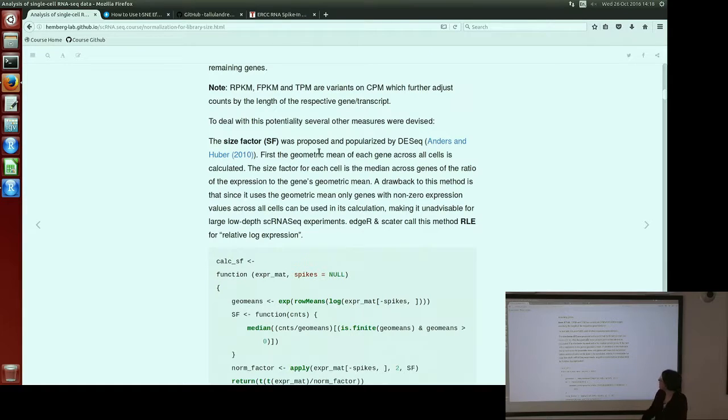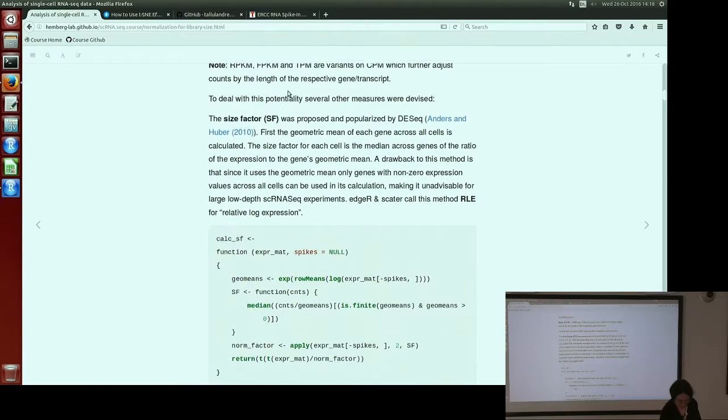There are many variants on CPM. So there's RPKM, FPKM, and TPM, which are all just variants on counts per million, where you also normalize for the gene length or the transcript length in different orders. Sure, I think we're going to talk about that later.